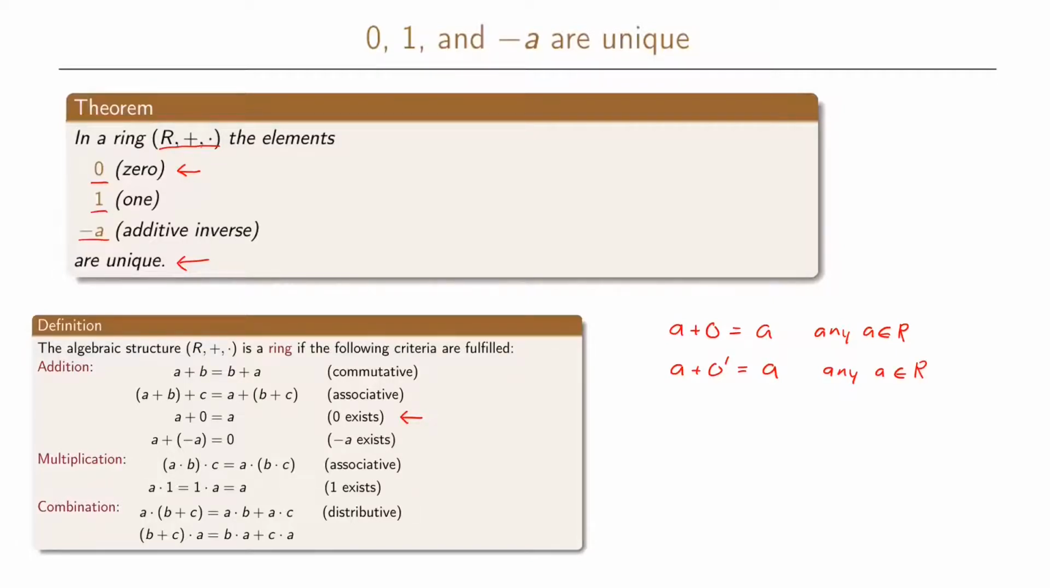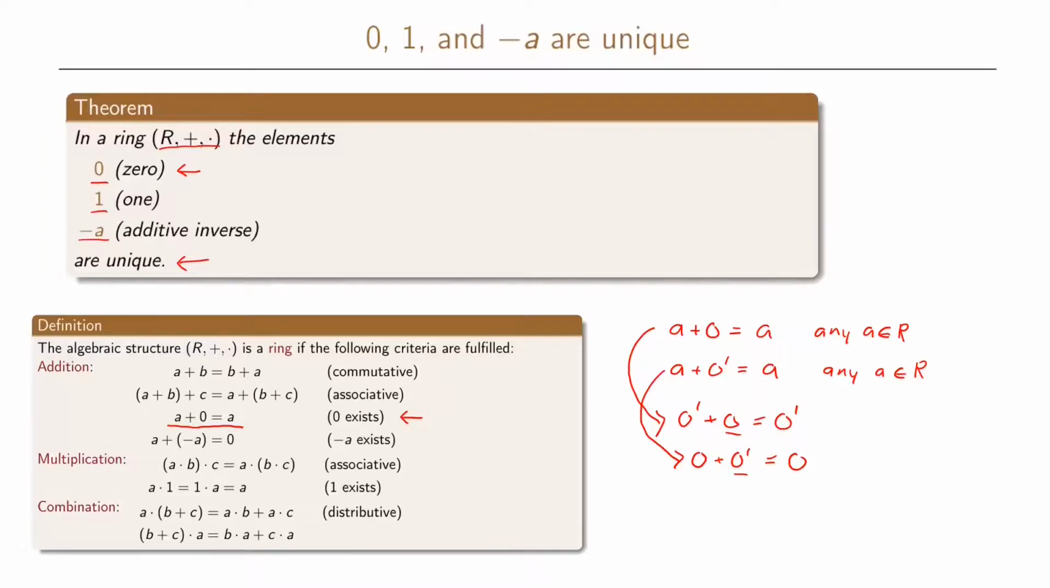So since this will hold for any a in the set, let us take the first expression here and say that this should hold for the element 0 prime. So 0 prime plus 0 is then equal to 0 prime by our definition. And for our second expression, this should hold for the element that we call 0. So then 0 plus 0 prime should be equal to 0. This follows directly from our definition because a plus 0 equals a, and both 0 and 0 prime are our 0 elements.